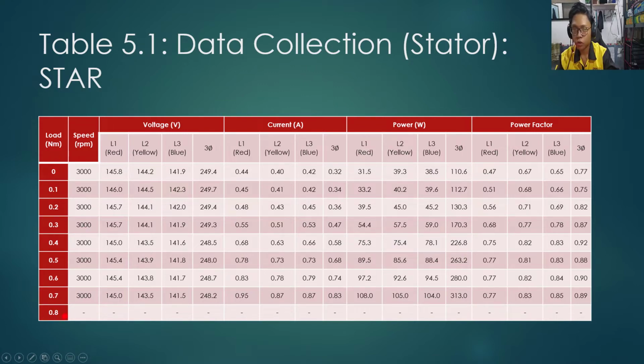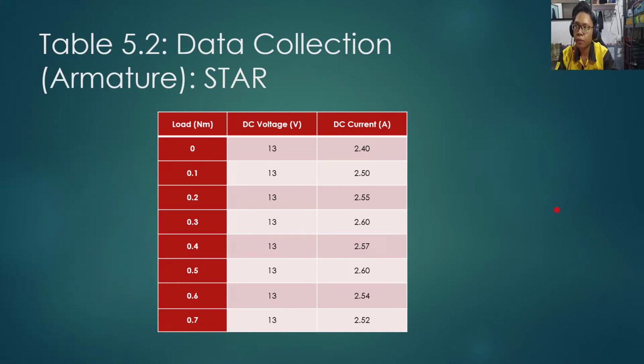During the 0.8 Newton meter, we can see that there is no value of speed, voltage, current, power and also the power factor. This is because when the load was at 0.8 Newton meter, the motor started to stall and the values of voltage, current, power and also the power factor were unstable. Therefore, we need to stop the operation of the motor because it cannot withstand the load of 0.8 Newton meter.